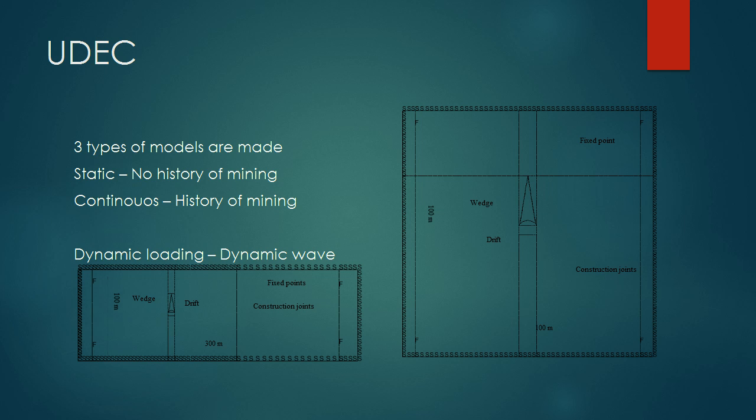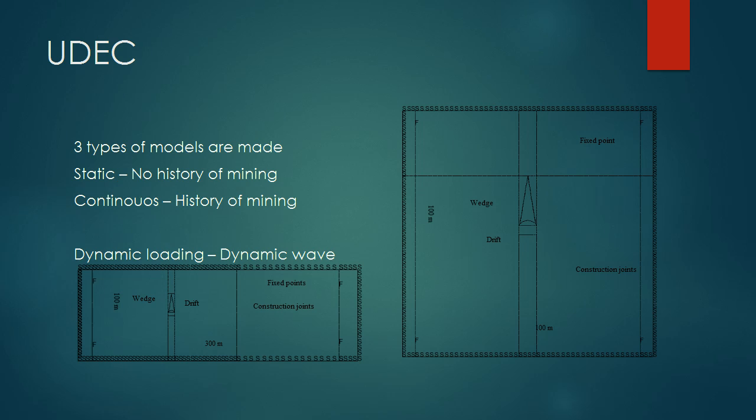We made three types of models in UDEC. The first model, we called it static. In it, there's no history of mining, we were just adding the current stresses. The second model, we called it continuous. In it, we changed the stresses to reproduce the sequence of mining. The final model is a static model with no history, but we add a dynamic wave on the left boundary.